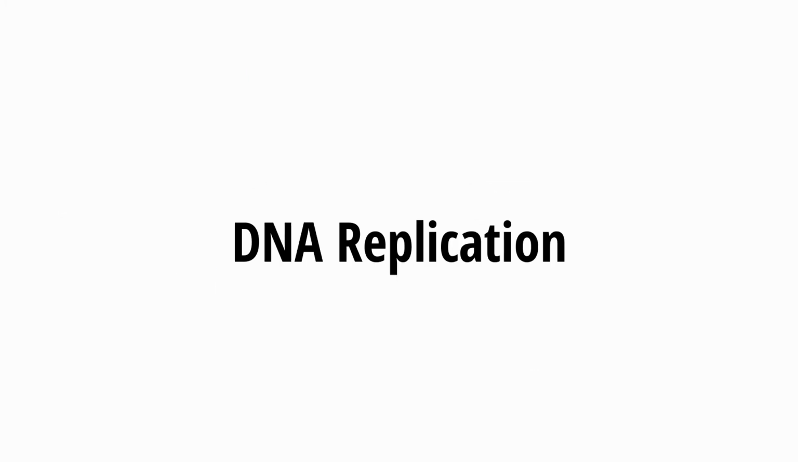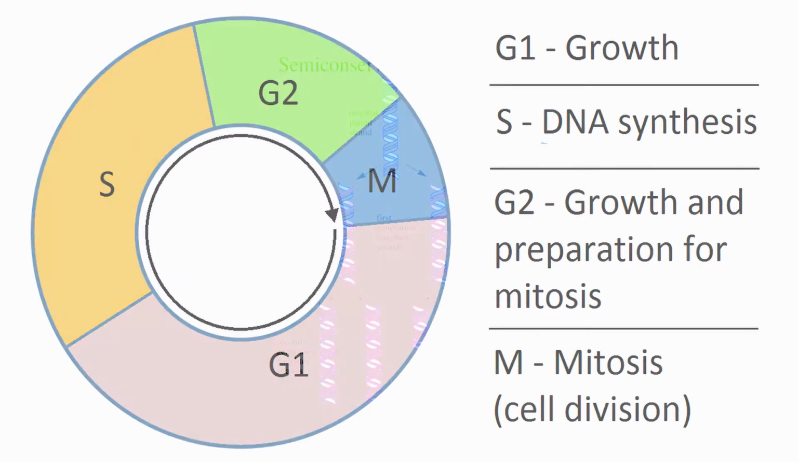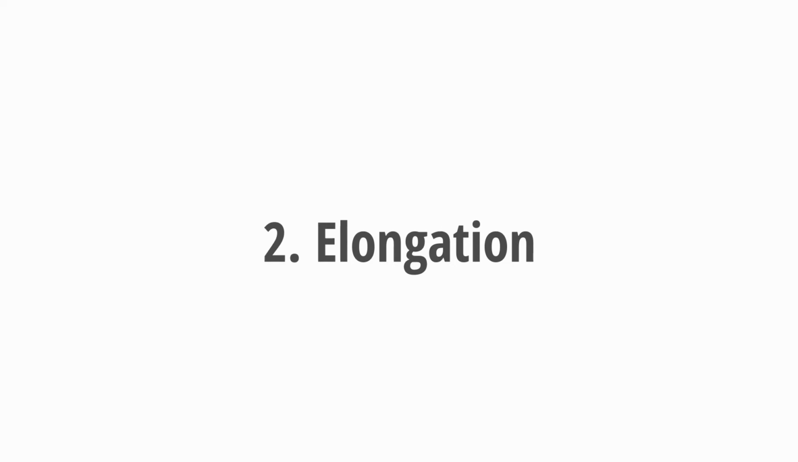Now that we know what DNA is, let's move on to DNA replication. DNA replication occurs during the S phase, and it is semi-conservative. That means that each DNA molecule is comprised of one old strand and a new strand, and the parent strand will be a template for the new strand being formed. There are three phases of DNA replication. First is initiation, second is elongation, third is termination.